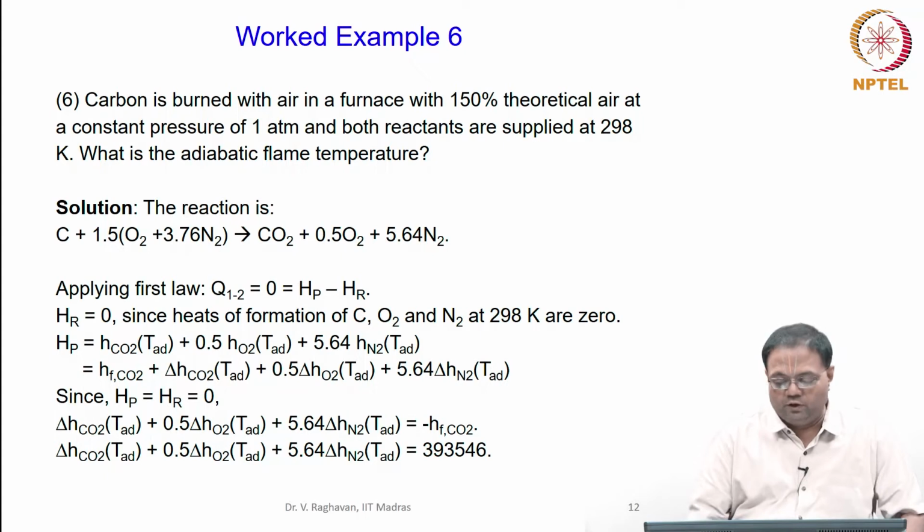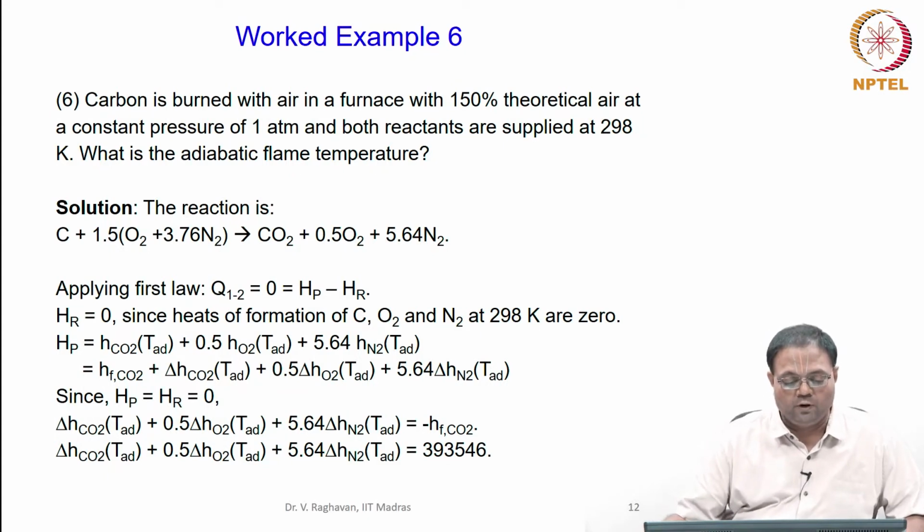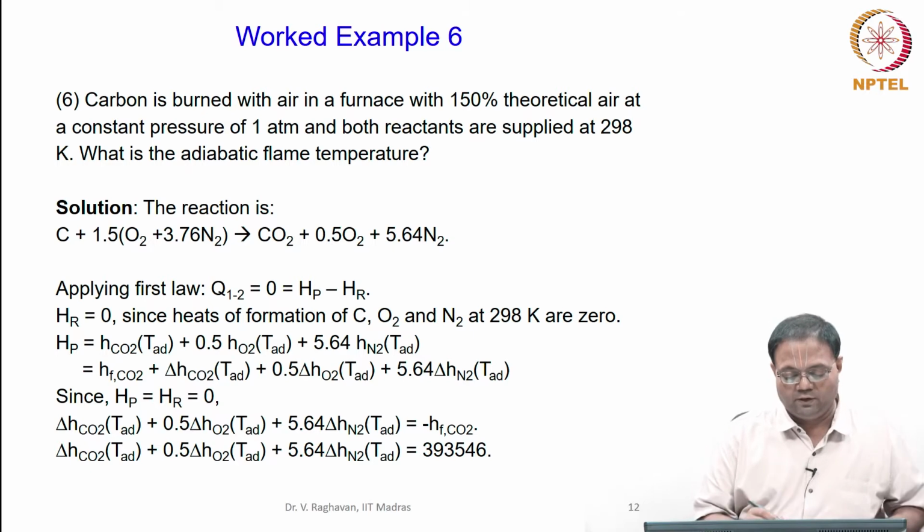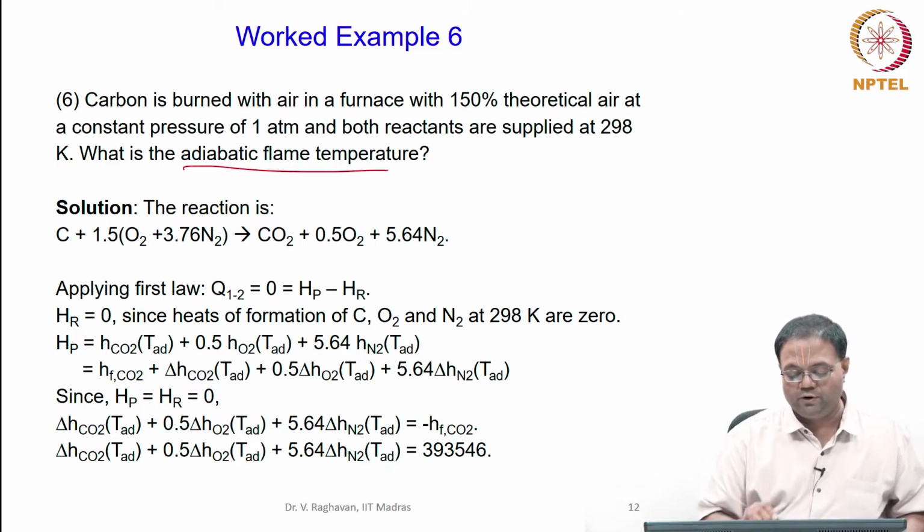Okay, so the work number 6: carbon is burnt with air in a furnace with 150% theoretical air at a constant pressure of 1 atmosphere, and both reactants are supplied at 298 Kelvin. So what is the adiabatic flame temperature? Till the previous example we saw the heat calculations. Now let us try to calculate the adiabatic flame temperature.